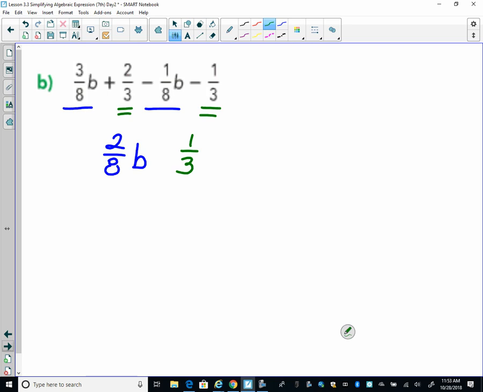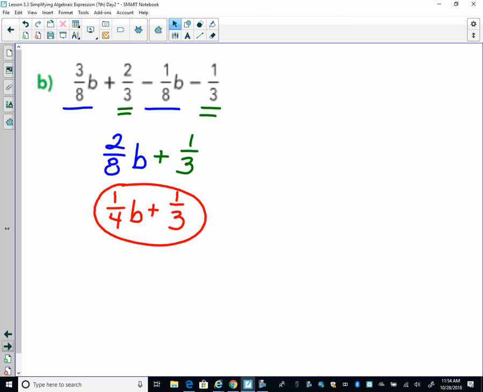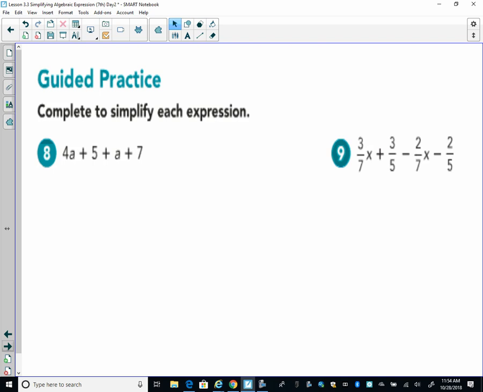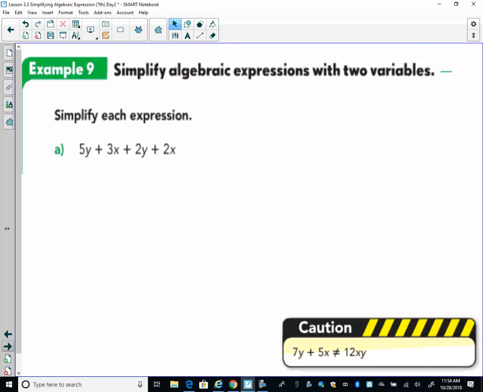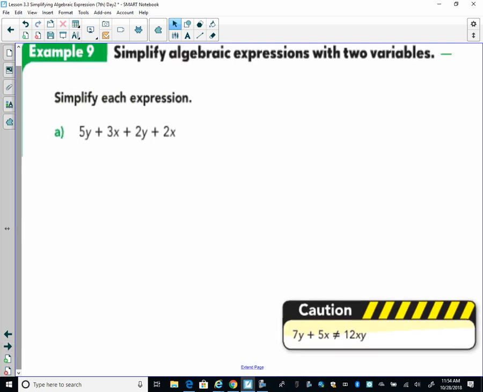Now we said in class that 2/3 was positive, so I know that I'm just going to drop down an addition sign. We're not done completely. If you notice the 2/8 B, that's not in simplest form. So 2/8 can be simplified to 1/4. And now my simplified expression is 1/4 B plus 1/3. Let's look at another example. I think we're going to skip this one, and we're going to go to example 9.